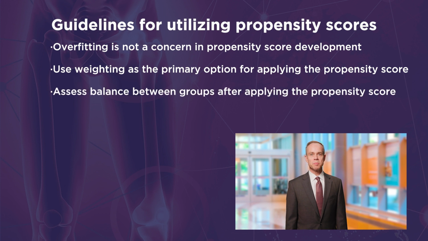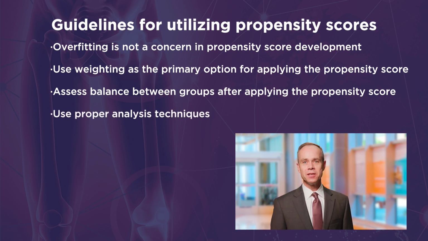Evaluate the change in balance between the comparison groups after applying the score prior to performing the analysis of the study outcome. And finally, use analysis techniques that are appropriate for the type of propensity score application that was used.